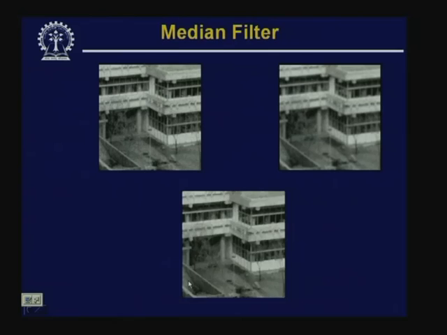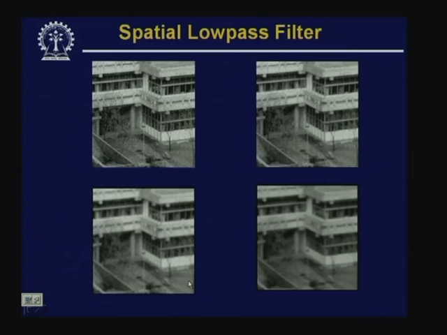Similar results are shown in this particular case. Here also you find that using the low pass filter, the noise in the image gets removed, but at the cost of the sharpness of the image. When we take the average over a larger mask, it helps to reduce the noise, but at the same time a larger mask introduces a large amount of blurring in the original image.